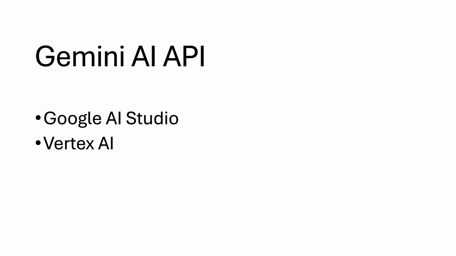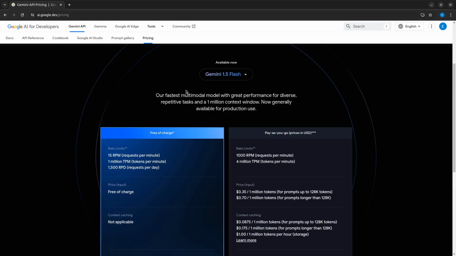Now you can access the Gemini API from two places, Google AI Studio and Vertex AI. Both require a Google account. If you choose Vertex AI, you will also need a Google Cloud account with billing enabled. But don't worry, we'll be using the API from Google AI Studio, which is free and a fantastic starting point for development.